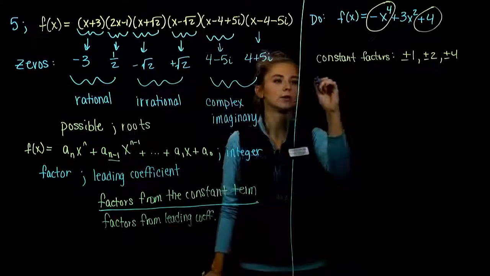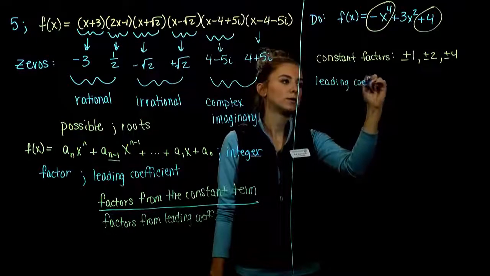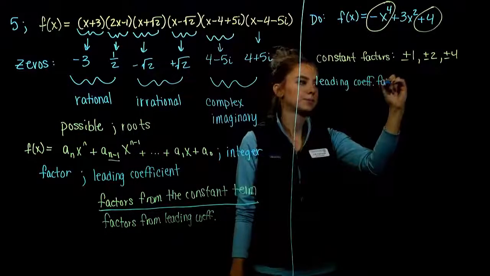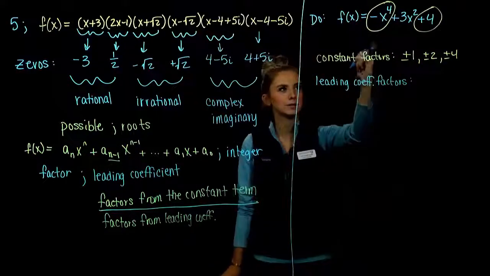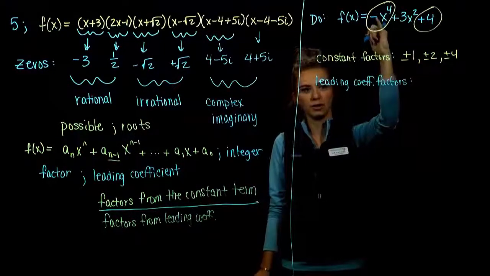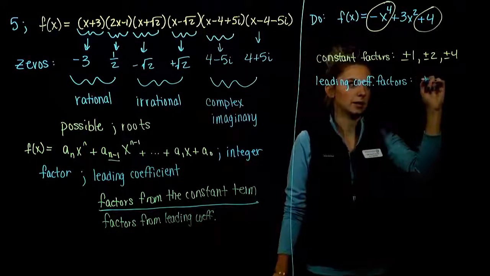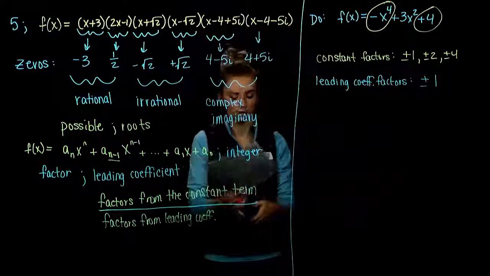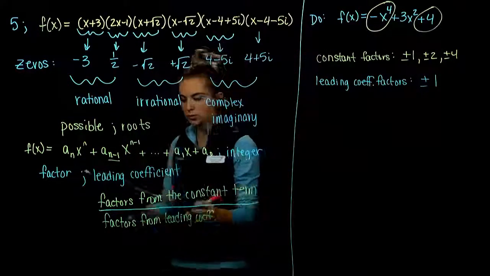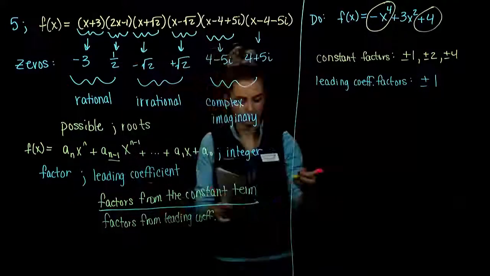Now let's look for the leading coefficient factors. And that one's not as exciting because what is the number on the front of that polynomial? Negative 1. So our only options in that case are positive and negative 1. All right. So how do we build those possible rational zeros? We're looking at the ratio between these.